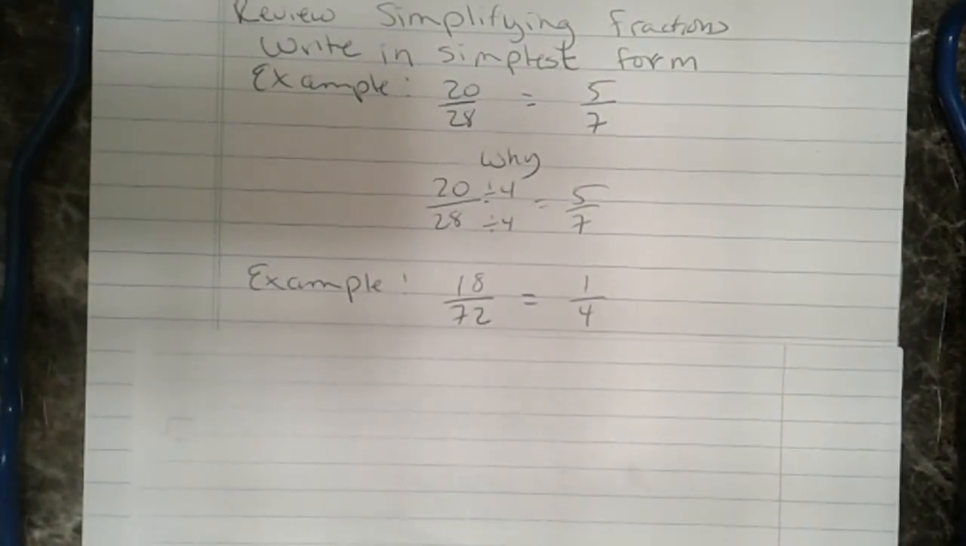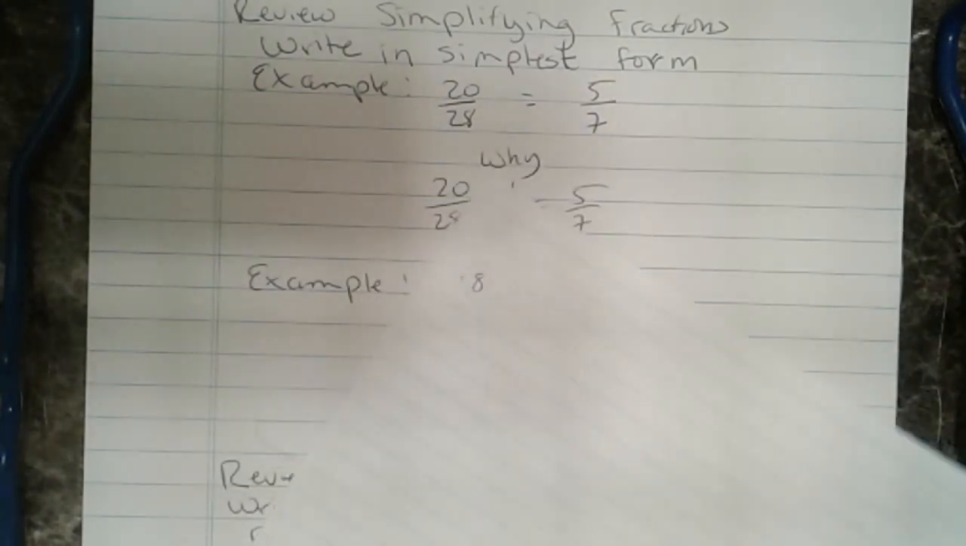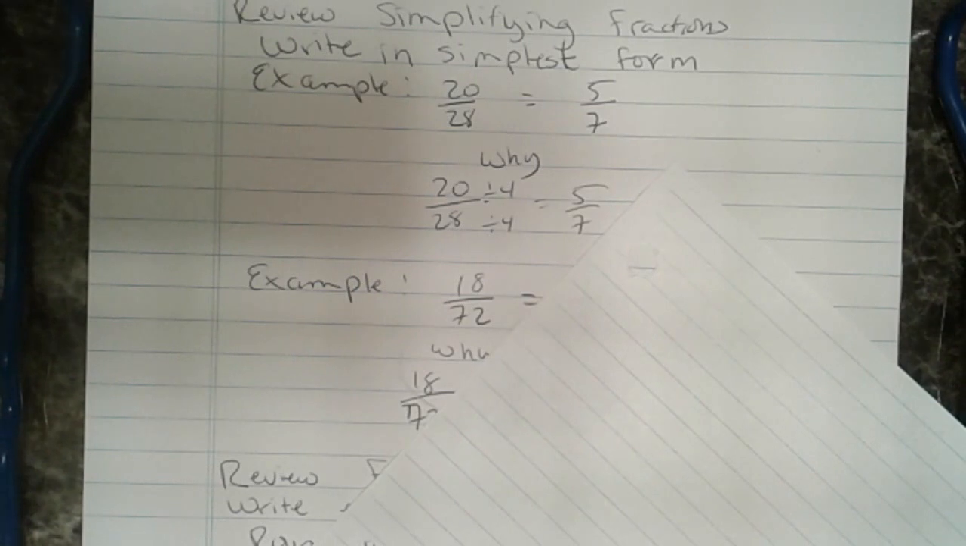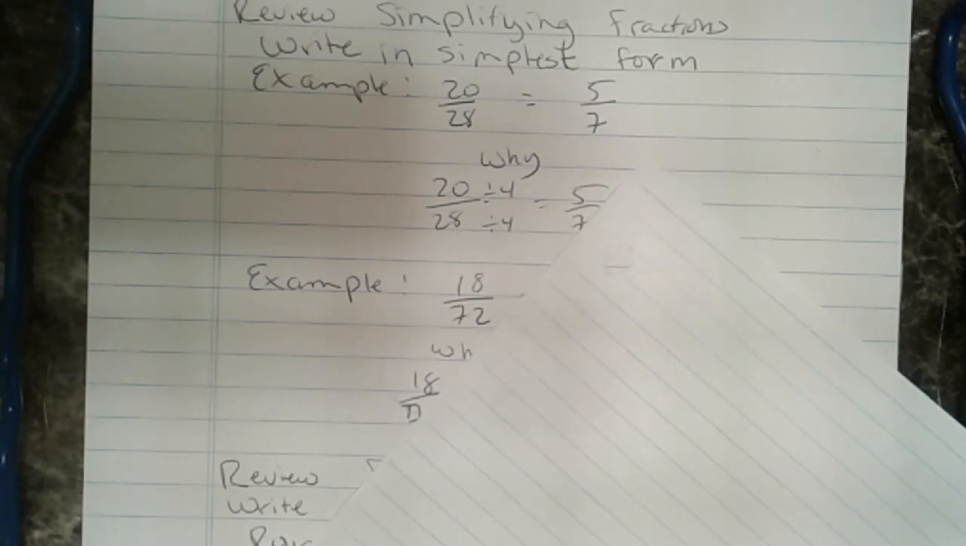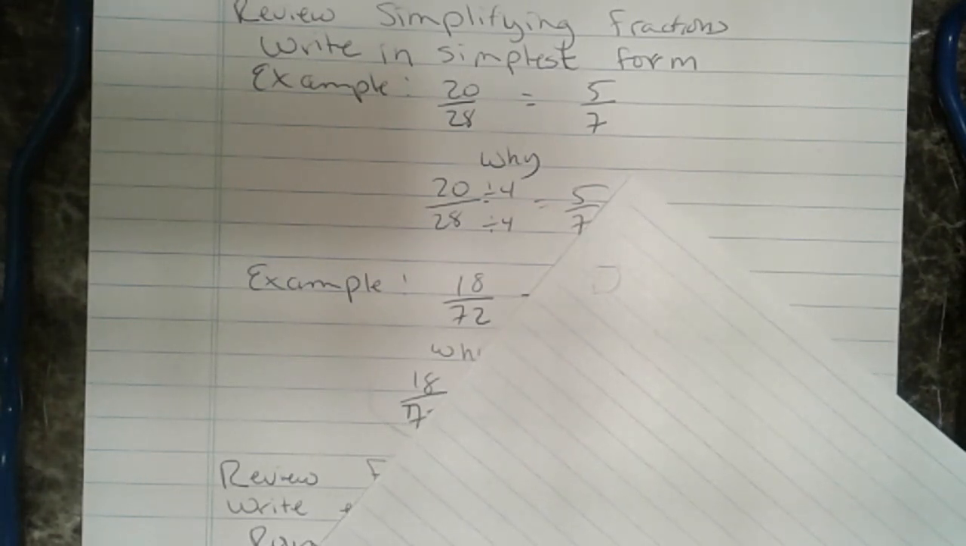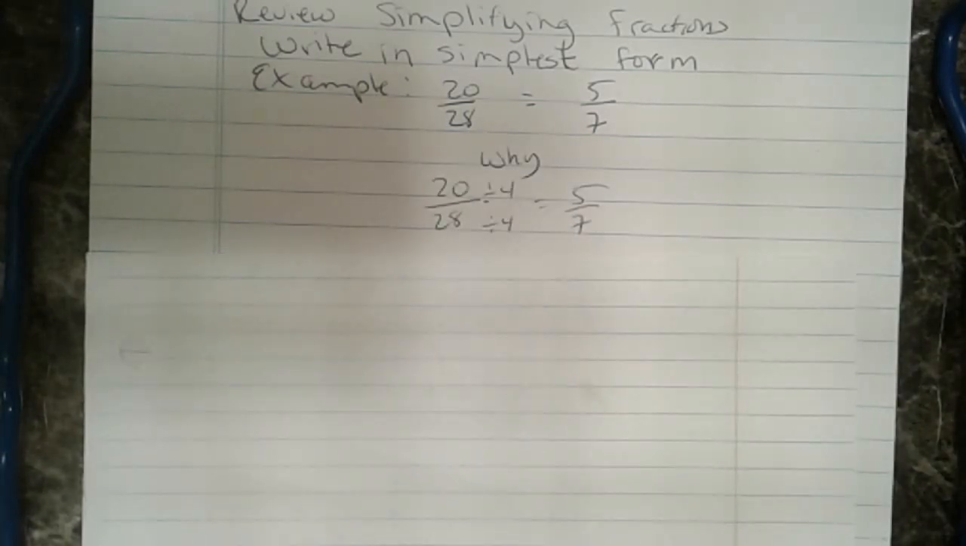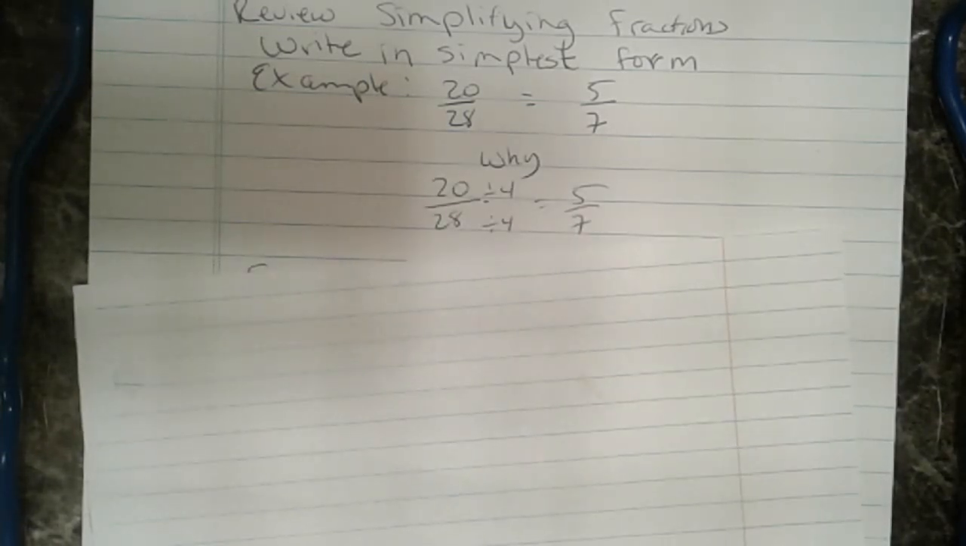Your example is, whoops, I just gave you the answer. Your example is 18/72. So what is the simplified form of 18/72? Take a couple minutes, go ahead and pause the video, plug that into your calculator, and figure out what is the simplified form of 18/72.